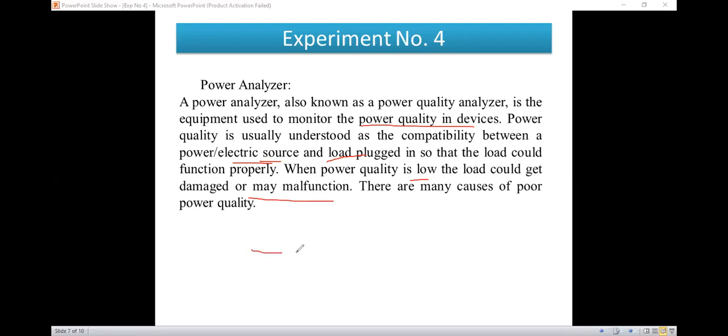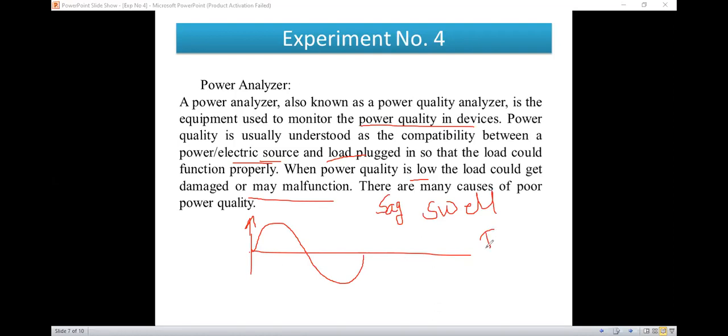Sag, swell. Suppose for example, if it is voltage, okay, suppose this is the supply voltage, it will maintain a sine wave, that is supply voltage is there. Now what is the concept related to sag? Sag, swell, and interruption. So these are the factors of power quality, that means causes of power quality. What is meant by sag?